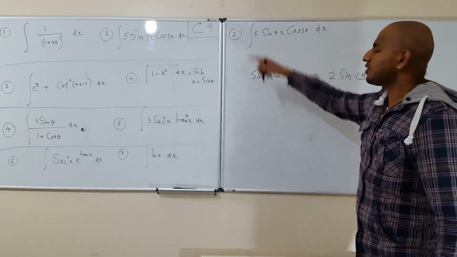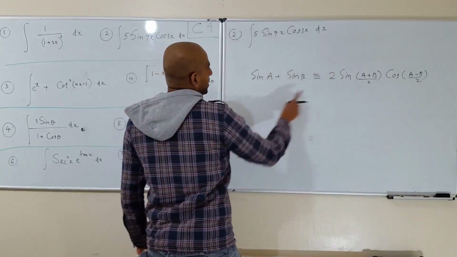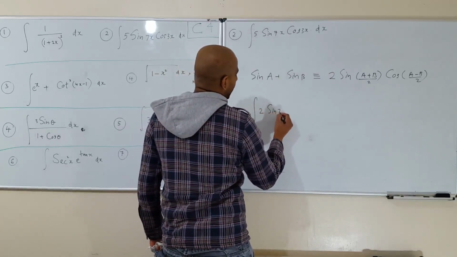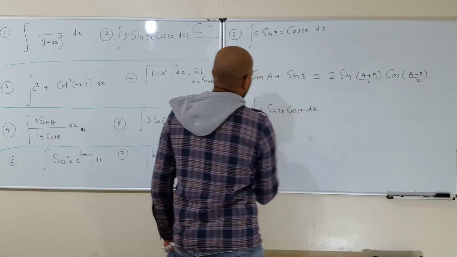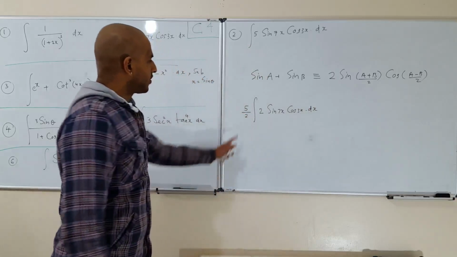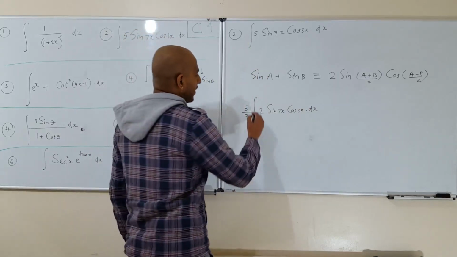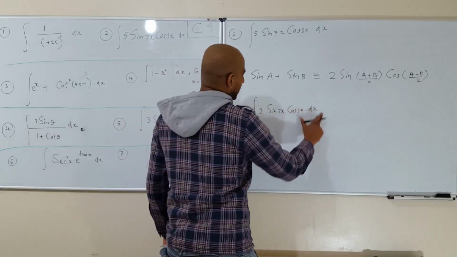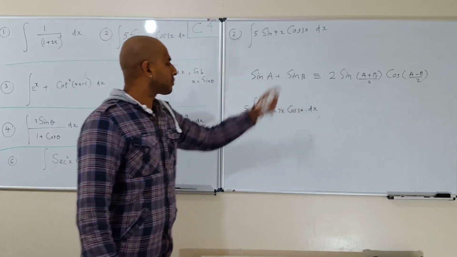Having 5 should not be a problem, because we can rewrite this question like this. We can make this one 2. We can write 2 here: 2 sine 7x cos 3x dx. And we can take the 5 out and put 2 there. See, it's the same thing, because they cancel out, you're going to get 5 again. So if you can rewrite that bit in the format of that, then we can integrate each one like that.